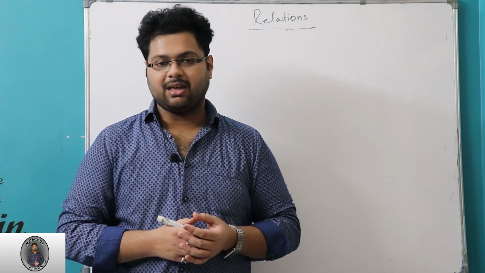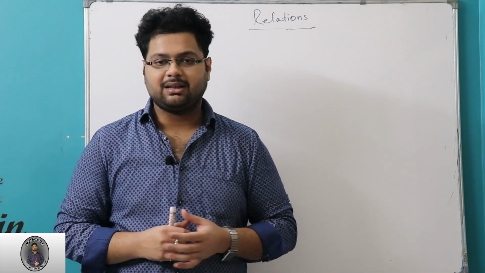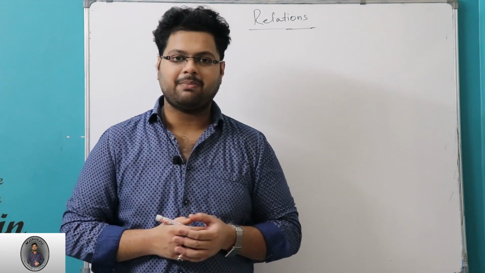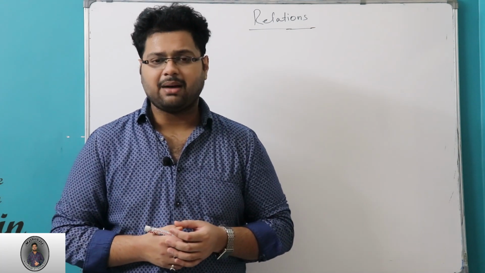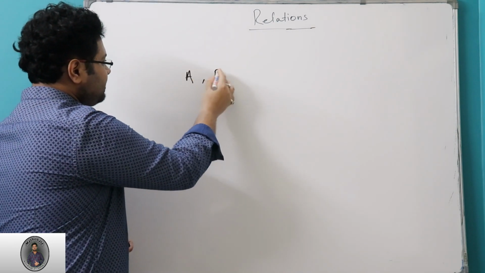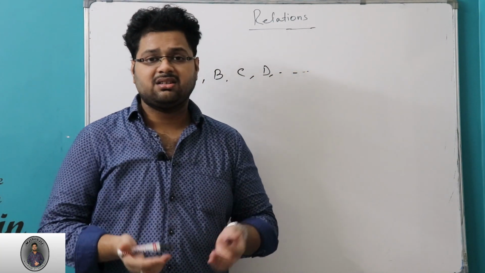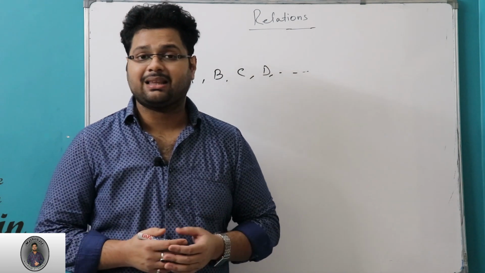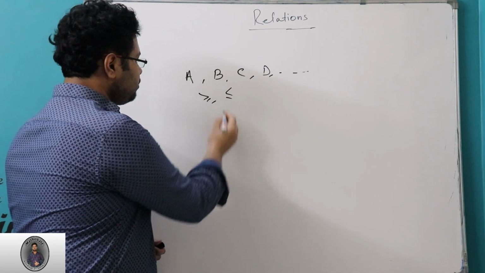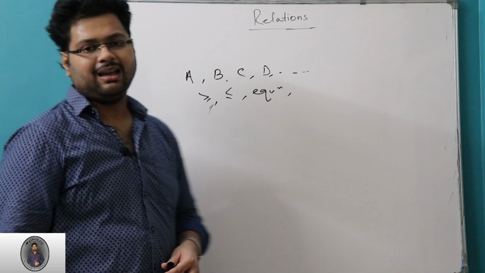For another example, suppose Ram is father of Shyam. The word father is a relation between Ram and Shyam. That same concept will apply in mathematics, where instead of Ram and Shyam we'll get some sets such as capital A, capital B, C, D and so on. And instead of student, teacher, father, we'll get some mathematical relations such as greater than or equal to, less than or equal to, or any mathematical equation or anything else.